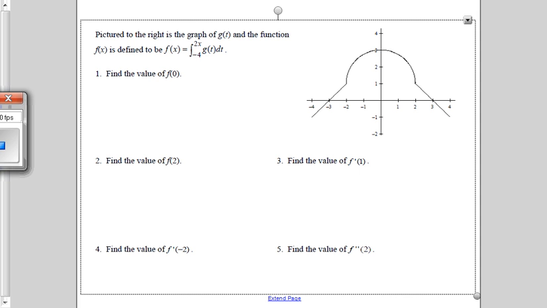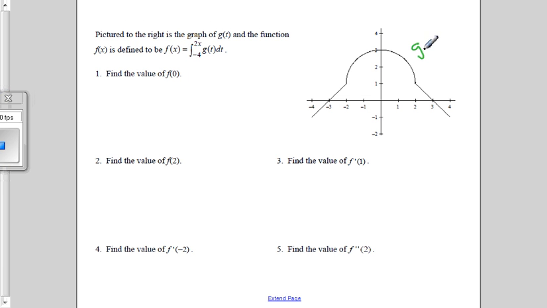So now this just becomes a part of what we can do based on the information we're given. Okay, so we have to pay attention to, on these next couple of problems, find f of 0. Just put 0 in and see what we get. So first of all, this is the graph of g of t.